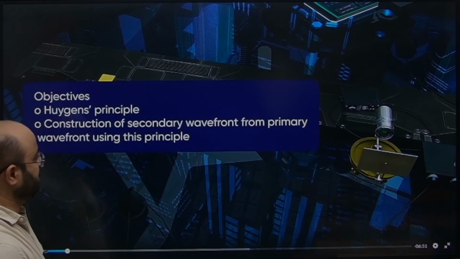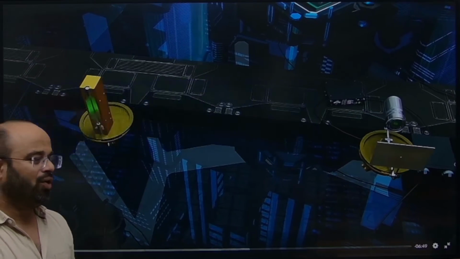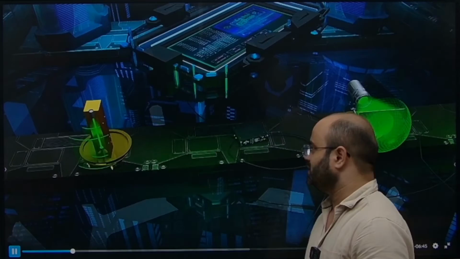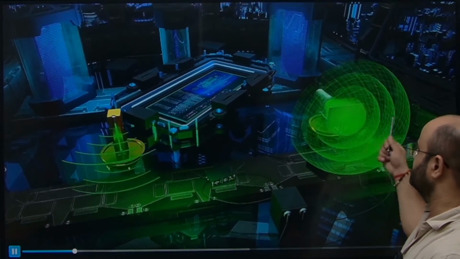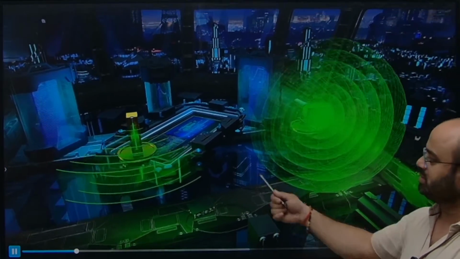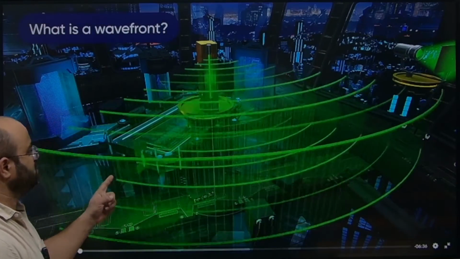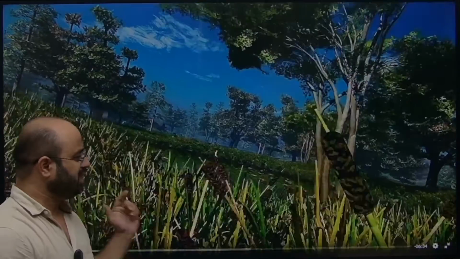So let's see. Depending upon the type of light source, wavefronts are of three types. One is a point source, which produces a spherical wavefront as you can see in this animation, and a line source like a tube light, or a small bulb, produces a cylindrical wavefront. This shape is called a wavefront.